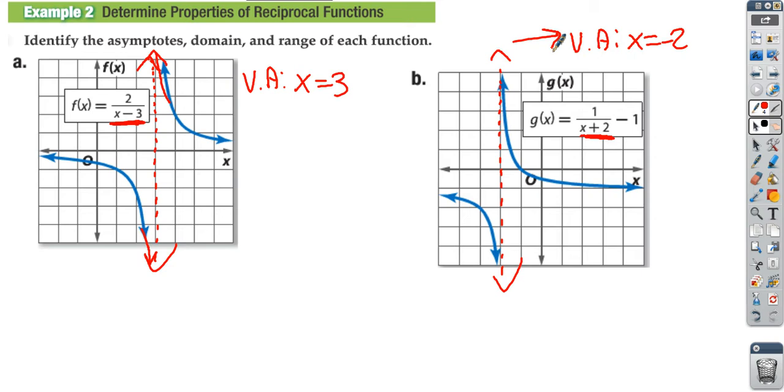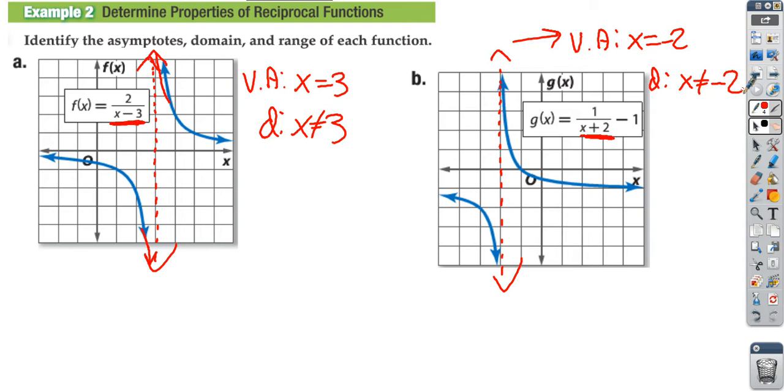x equals -2. Okay, if we found the vertical asymptote, we also found the domain. Since x equals 3 is the asymptote, that means the domain is x cannot equal 3. Okay, why can't x equal 3? Because there's an asymptote right there. You'd be plugging in 0 to the bottom. Same thing right here. The asymptote is x equals -2. That means the domain is x does not equal -2, because if it does, you'd be dividing by 0.